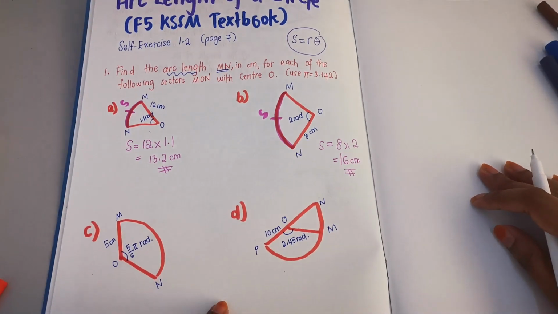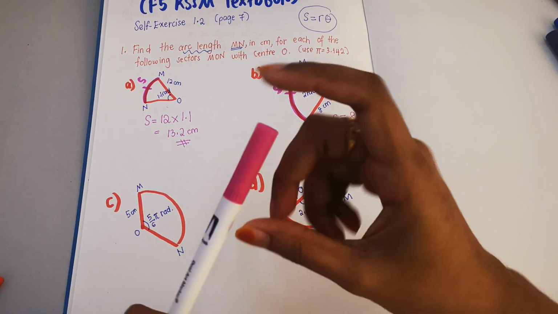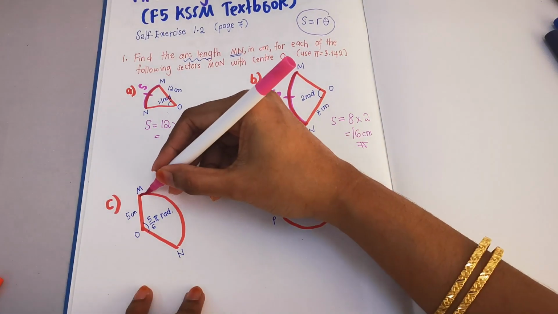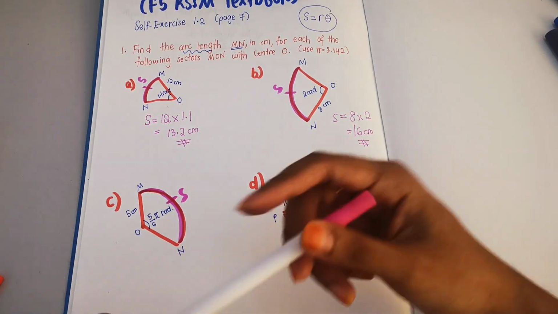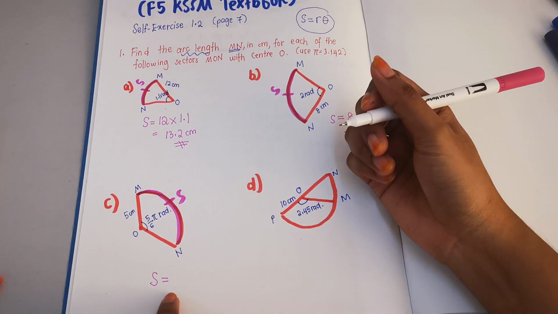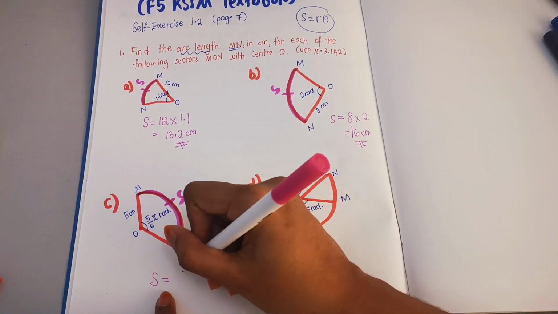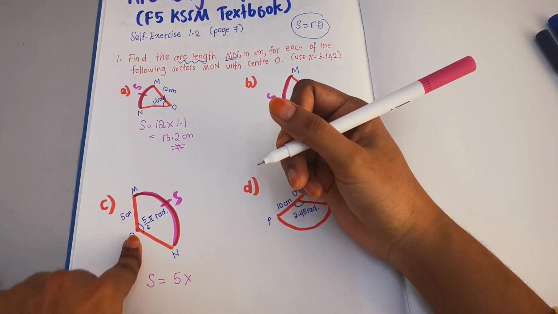Now let's move on to C. Here, if you also realize, MN is this side, so this is my S, the arc length that I'm supposed to find. So we substitute S equals to R. What is our R? 5 cm. So 5 times, what is our theta?